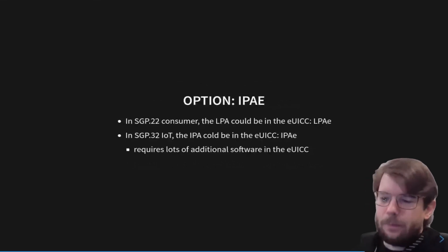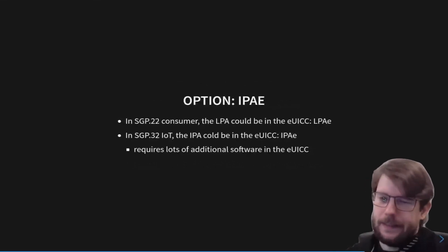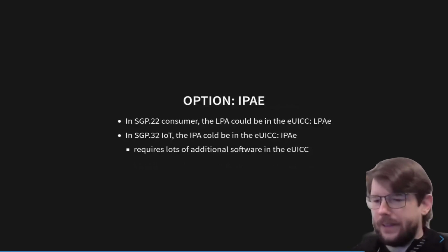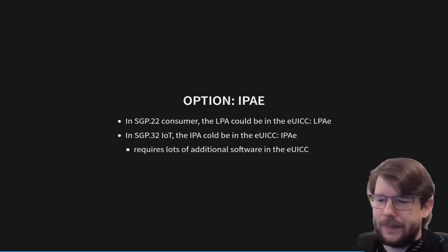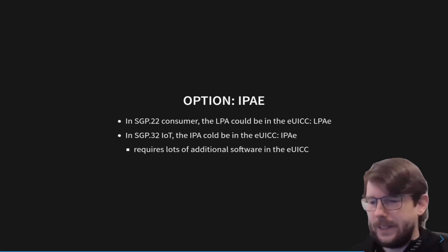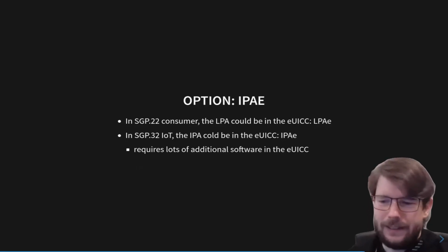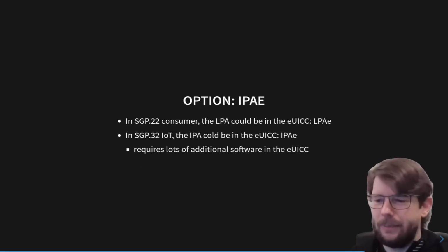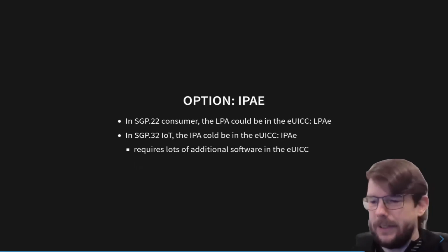There is one option that the specs permit, and it's actually the same as in consumer. So in the consumer UICC, already the spec says the LPA could either be on the device, then it's an LPA-D for device, or it can be in the EUICC, then it's an LPA-E. And for the IoT UICC, the same holds true. So the IPA could be on the device, like we described so far. It's called an IPA-D. Or it can be built into the EUICC, then it would be an IPA-E.